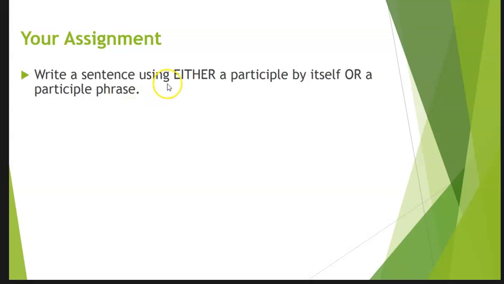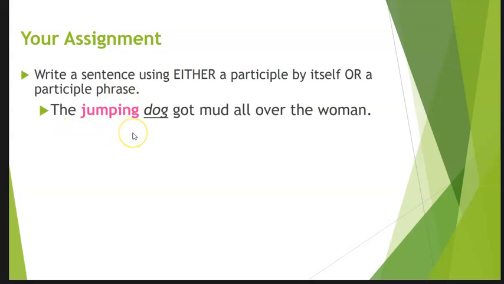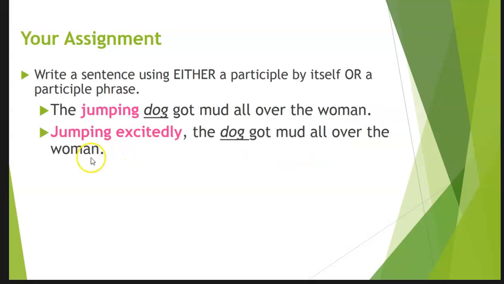So, for your assignment, you are going to write a sentence. You're going to use either a participle by itself or a participle phrase. An example of a participle by itself: the jumping dog got mud all over the woman. An example of a participle phrase: jumping excitedly, the dog got mud all over the woman. Here, excitedly is modifying jumping. Jumping is still a participle modifying dog. Got is our verb in both sentences.